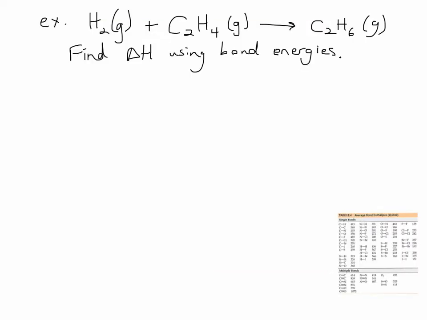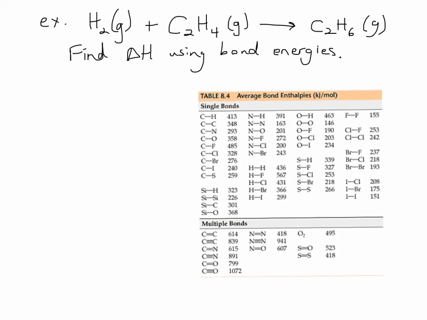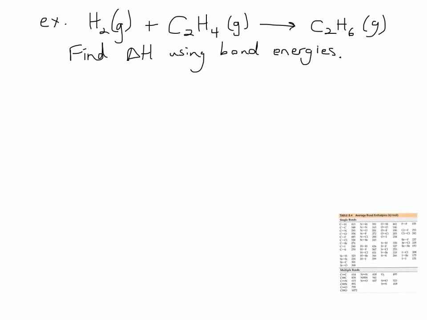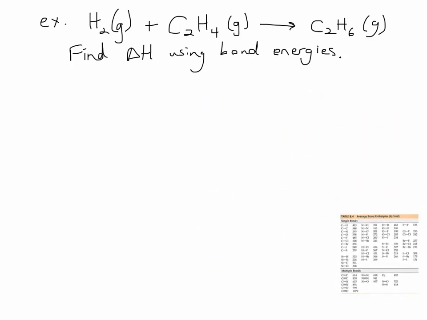So let's dive into an example, and you'll note that on the bottom here I actually have the table, so we'll blow this up when we need it, but I'll keep it at the bottom for now. This is one of the problems on your homework sheet. It's problem number 4, and we're going to do the part where it says find the enthalpy, the delta H, using bond energies, or bond enthalpies. So we're going to do that for this problem. H2 gas plus C2H4 gas yields C2H6 gas. And I'll show you how I do that.